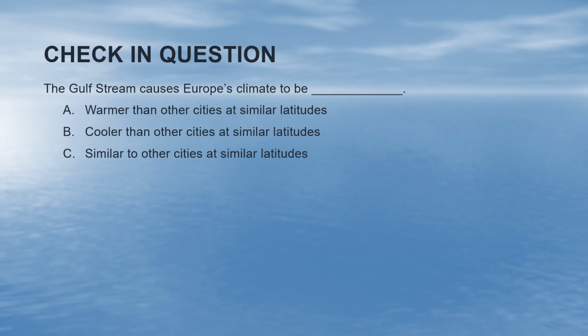So here's our next check-in question. The Gulf Stream causes Europe's climate to be what? Warmer than other cities at similar latitudes, cooler than other cities at similar latitudes, or similar to other cities at similar latitudes? Okay, so for this one, the answer should be A, warmer than other cities at similar latitudes.